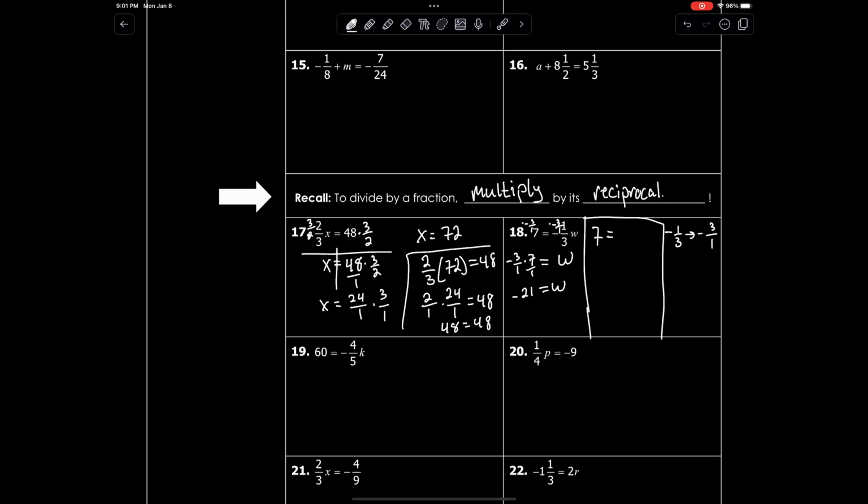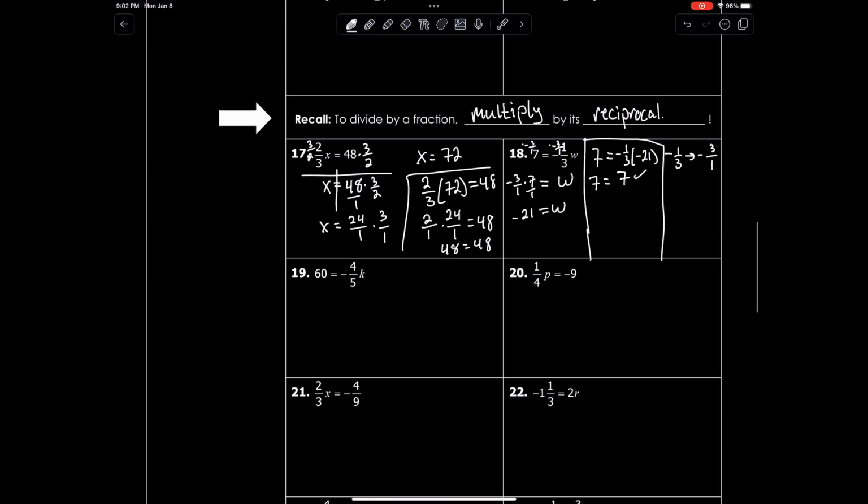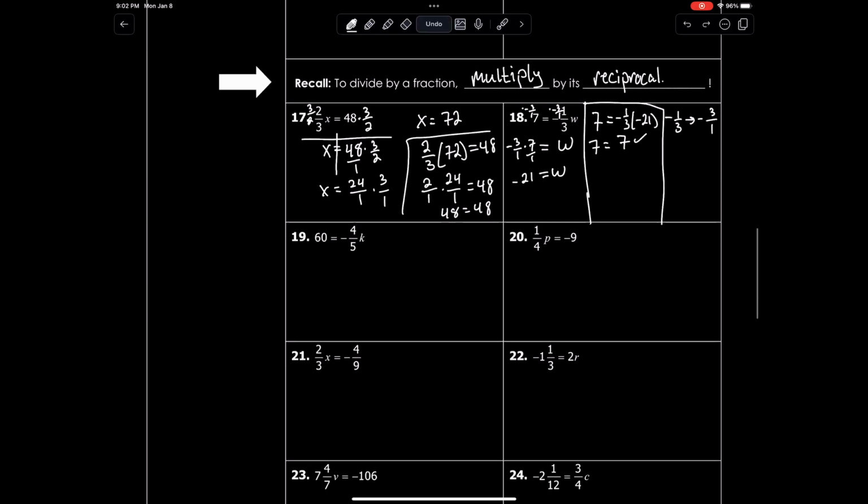So if you wanted to check your answer, what you can do is plug it back in. Say 7 is equal to negative 1/3, and then we said our w is negative 21. Remember, when you're substituting, you should always replace it in parentheses. I didn't just write negative 21. I wrote negative 21 in those parentheses. So we have 7 is equal to, well, I can actually divide negative 21 and 3, and I end up with, go figure, 7. This does end up working out. We're good. A couple more, and then I'm actually going to go all the way back up here real quick.